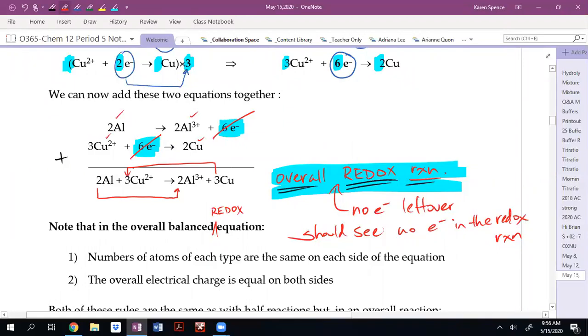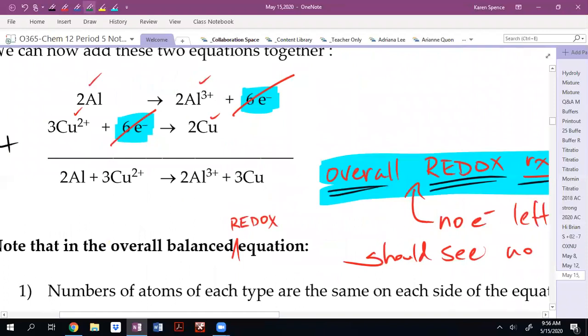But the other thing that you'll see here is that the overall electrical charge should be equal on both sides. And let's take a look at the overall electrical charge on both sides. We have 3 times 2 is positive 6 on the left, and we have 2 times 3 is positive 6 on the right. Yay, that's what we want to see. We want to see the overall charge being balanced.